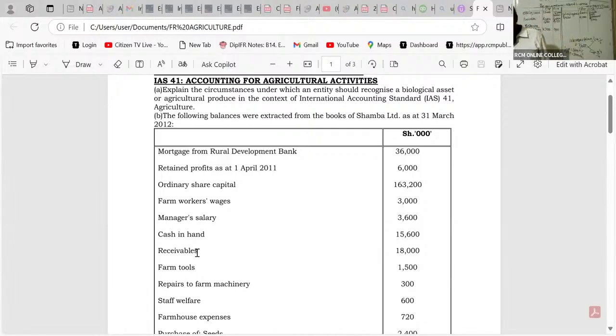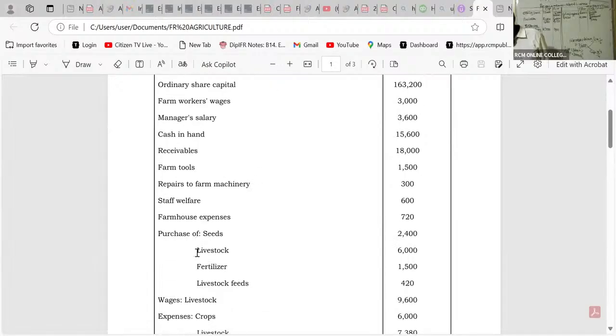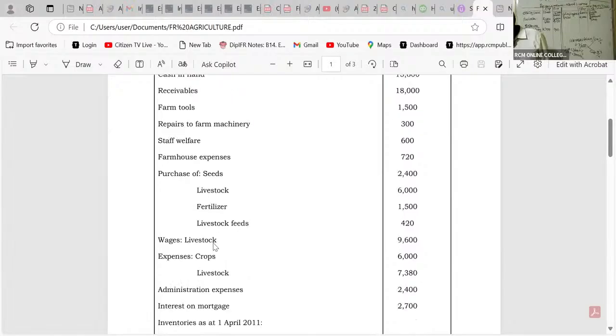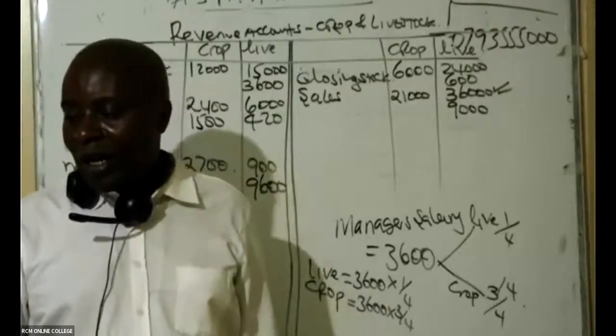The same case with our staff welfare. This will go to our income statement. Farmhouse expenses as well, these are not specific. Purchase of seeds, this we have seen. Wages, look at these wages. I can see wages, livestock, this is very specific. So I'll come and write livestock, very specific. So this is a direct expense. Wages for livestock is 9,600.